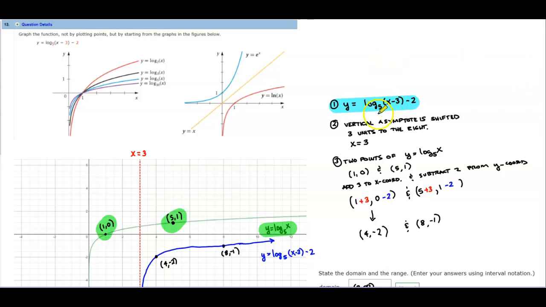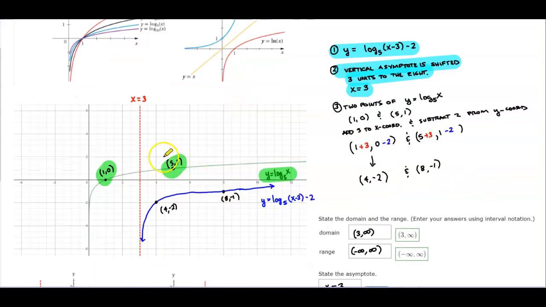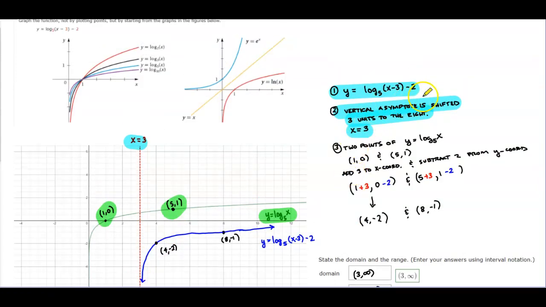And so the x minus 3 tells us that there is a vertical asymptote and it's shifted 3 units to the right. And therefore that vertical asymptote is equal to x equals 3. So the first thing you want to do is draw the vertical asymptote so that you can see the shift. Now, we also know that we have a value of d, which tells us that we're also going to be shifting this down 2 units.